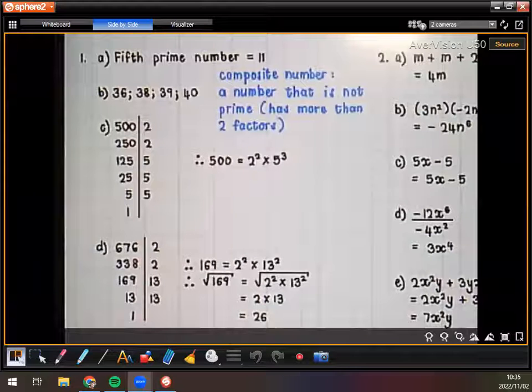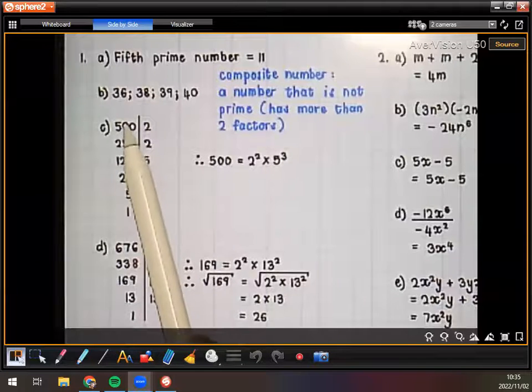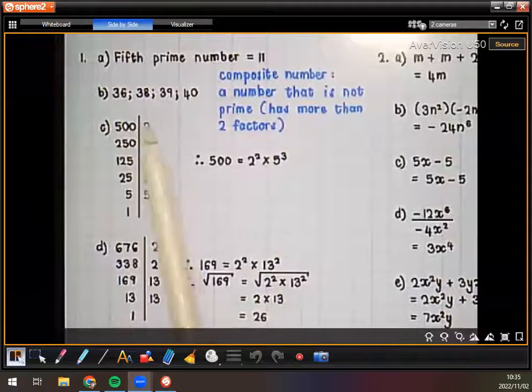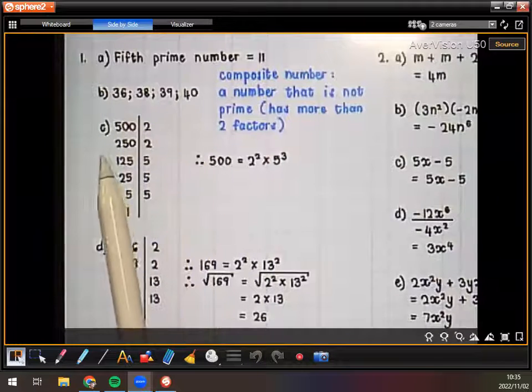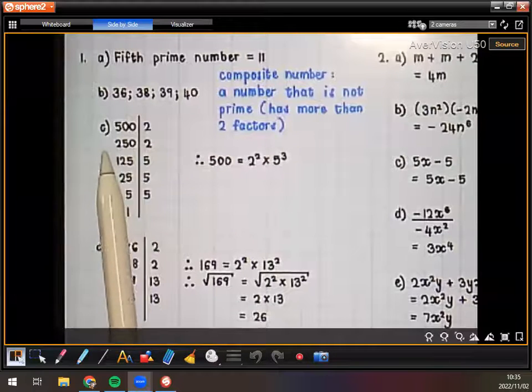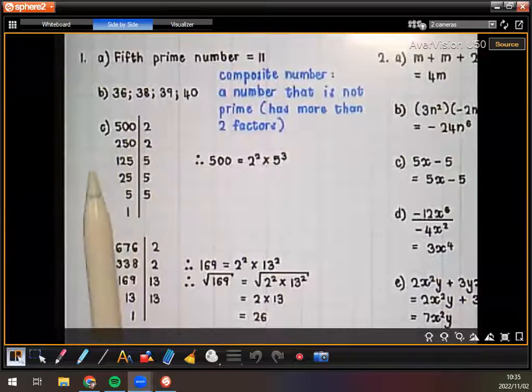All right, so C, they wanted you to write 500 as a product of its prime factors. So remember, you write the 500 there, and then you write the first prime number that you think can go into 500. That's an easy one, right? We know that 500 divided by 2 is 250. Can I divide 250 by 2 again? Yes.